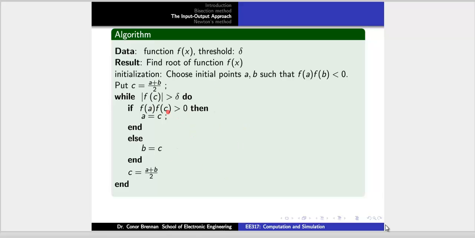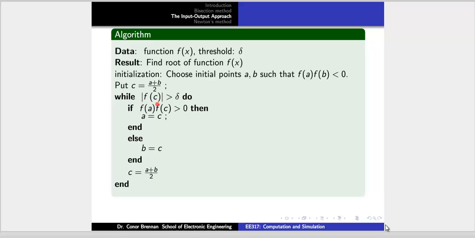So we can write the algorithm as follows. We start off with a function, f of x, and a threshold. This is our accuracy threshold. What we're trying to do in the algorithm is find the root of the function f of x. To initialize our bisection algorithm, we choose initial points a and b that bracket the root. In other words, f of a times f of b is negative, and we choose the midpoint, c equals a plus b over 2.